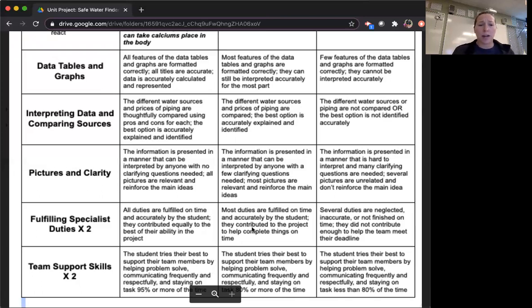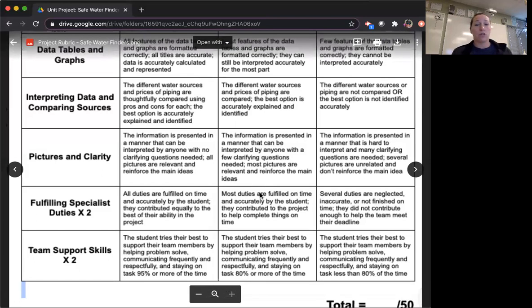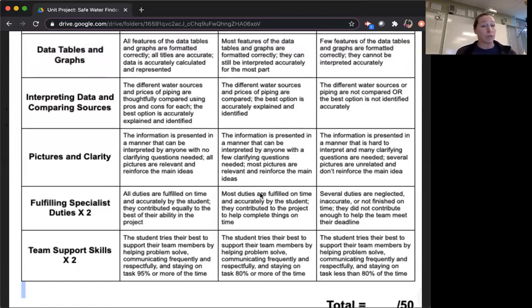Then the last 2 categories come from your ability to get your own job done and to help your team get their job done. Fulfilling specialist duties means that you are fulfilling your duties on time and you're doing it accurately, right? If you are the biological specialist, you are doing all the biological specialist things. That doesn't mean you can't get help from a classmate. You absolutely can, but you need to equally contribute and do your specialty to the best of your abilities. And during the presentation, you need to present your portion so that you can get full points.